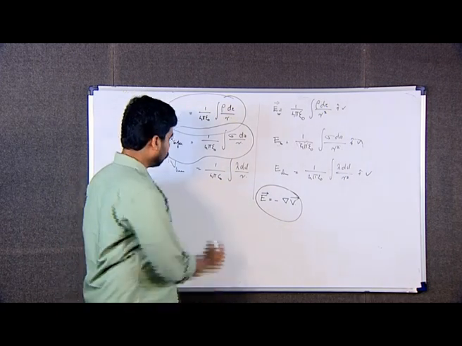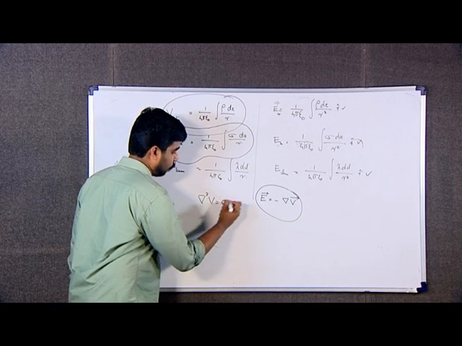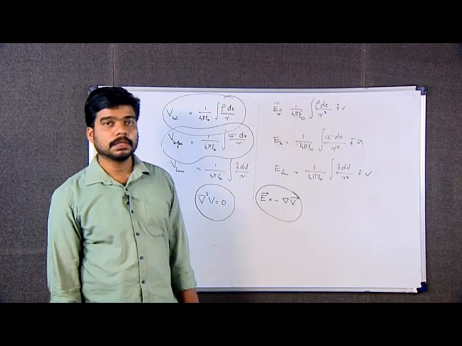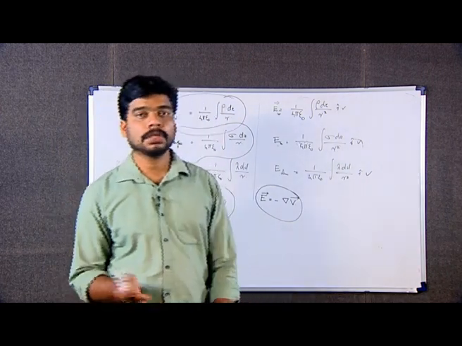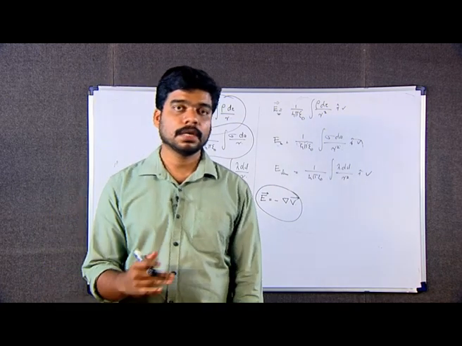So, according to this, if there is no charge density, del square V is equal to 0. This is called the Laplace equation. The Laplace equation has more solutions in 1 dimension, 2 dimension and 3 dimensional cases that we will discuss in the coming chapters.